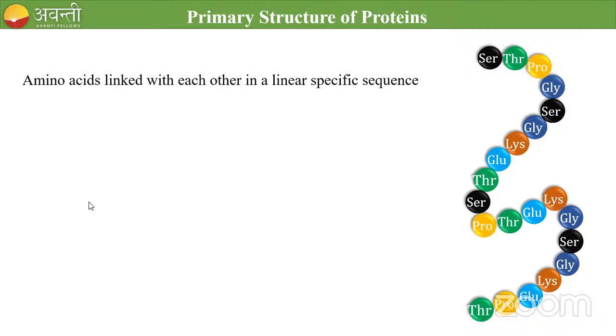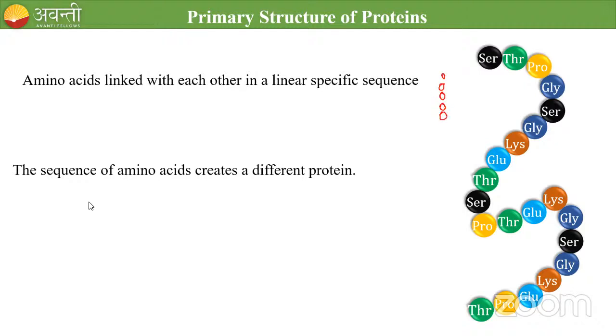So the sequence of these amino acids creates a different protein. If you change the sequence, you will end up with a different protein. So this is about the primary structure. You will have a straight line, one after the other. They will come and form the bond, and they will form a primary structure.